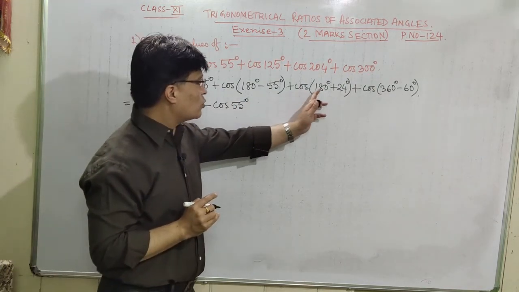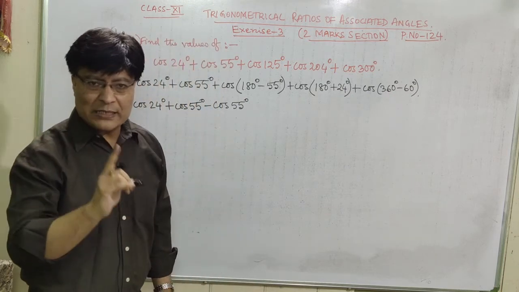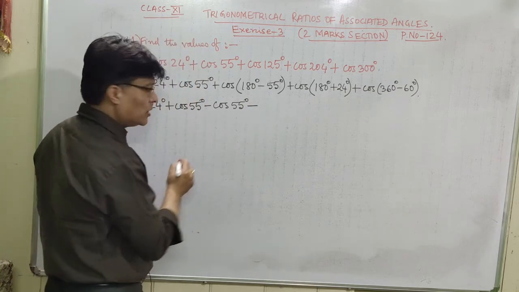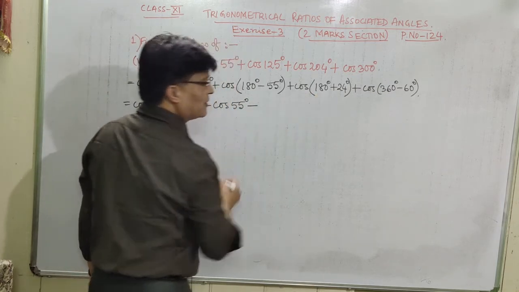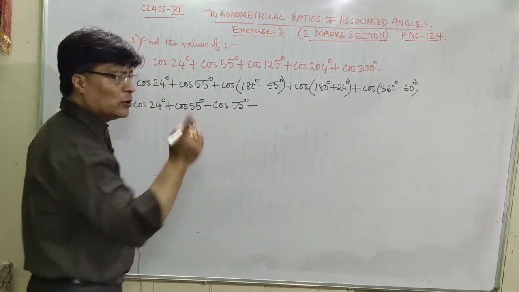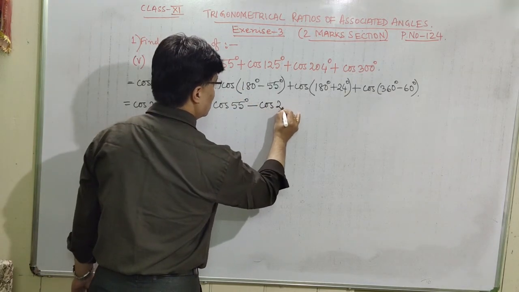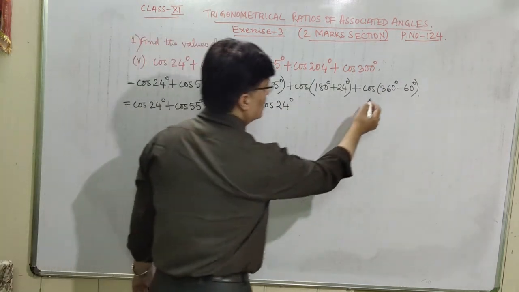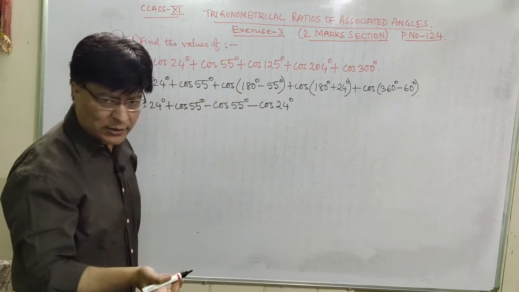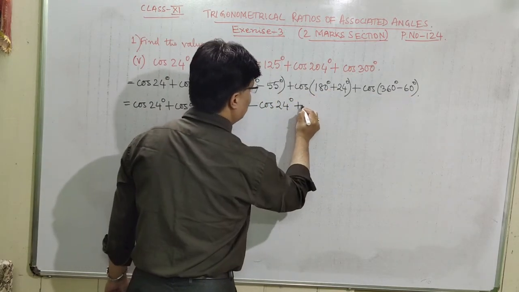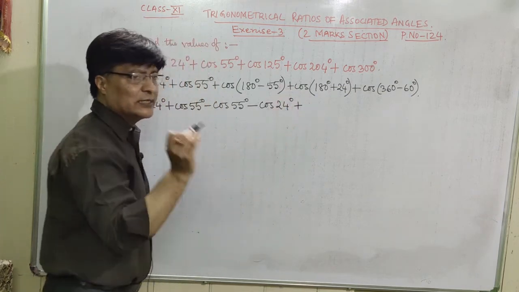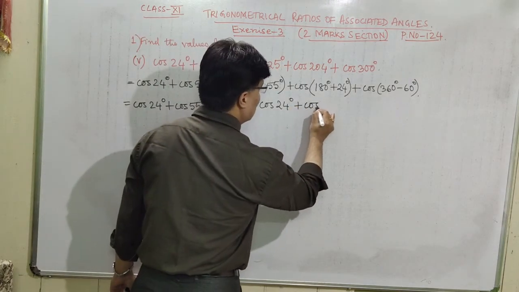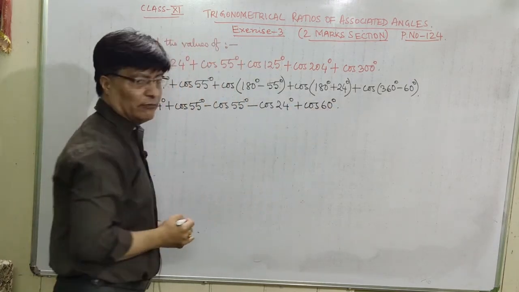Similarly, what about this cos 180 plus theta? 180 plus theta lies in the third quadrant, and in the third quadrant cos is always negative, minus. Now 180 degree is an even multiple of 90, that is 90 into 2. So cos remains as it is here also. So it is cos 24 degree. And what about the last one? This 360 minus 60 lies in the fourth quadrant, and in the fourth quadrant cos is always positive, plus. And since 360 is 90 into 4, an even multiple of 90, cos remains as it is. That is, it is cos 60 degree.